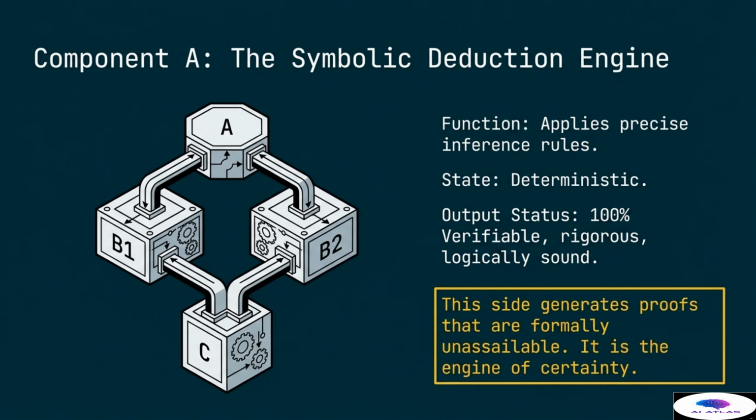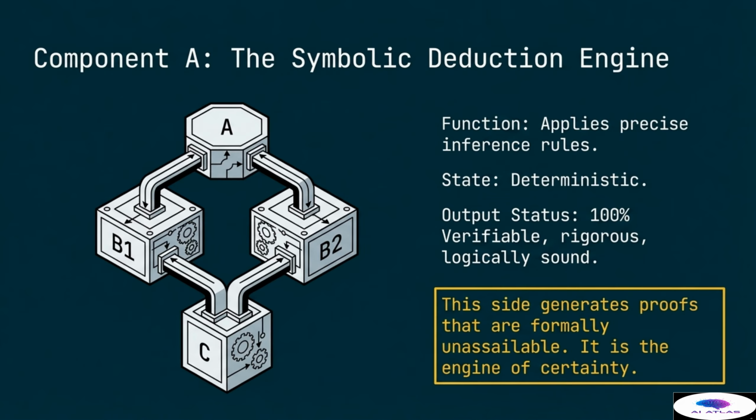The 8th page focuses on component A of the AlphaGeometry system, the symbolic deduction engine. This is the side of the machine that generates proofs that are formally unassailable. It is essentially the engine of certainty. Its function is to apply precise inference rules in a completely deterministic manner. The output status is 100% verifiable, rigorous, and logically sound.